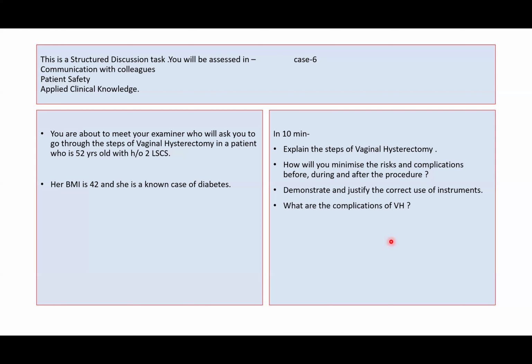Time is up, but just the last question. What are the complications of VH? Immediate complications will be either I won't be able to deliver the uterus, or there may be some injuries, there may be some bleeding. In the late complications, there may be infection, pain, late bleeding. Also there may be difficulty in voiding, voiding dysfunctions, and DVT. Long term, vault prolapse later on. Yes, some voiding dysfunction and stress incontinence can also happen.